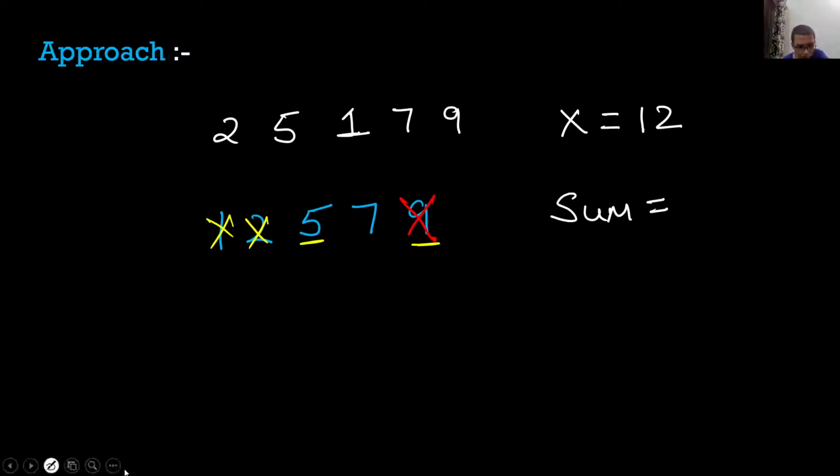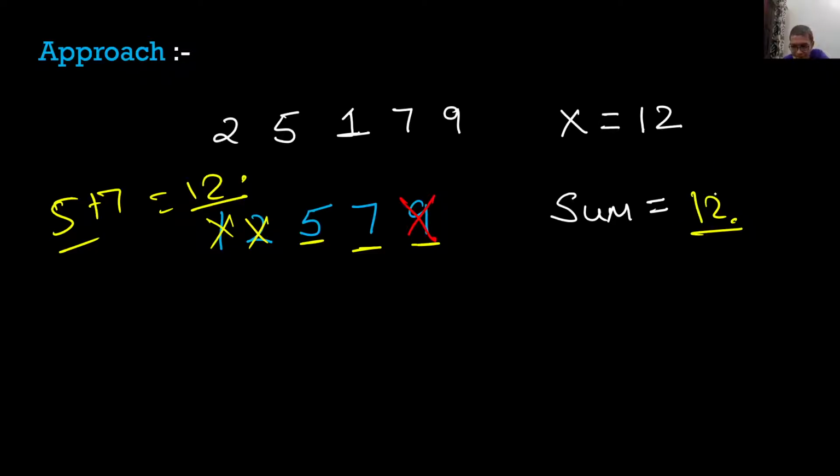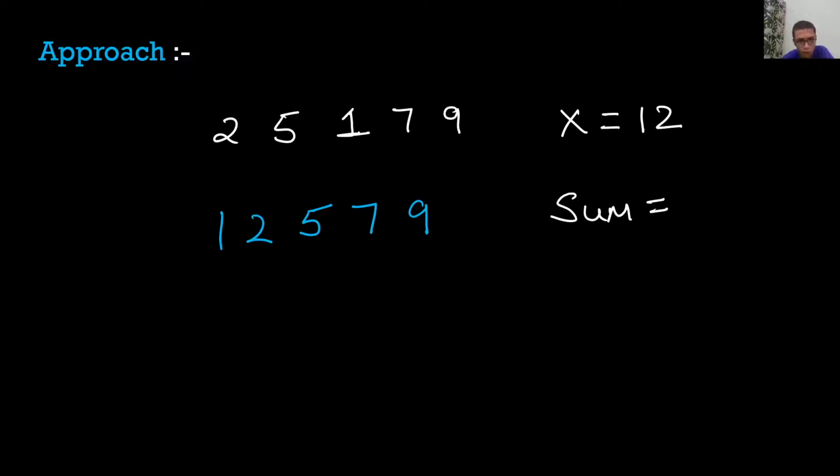So now I'm down to these two elements, 5 and 7. 5 plus 7 is 12. So now the sum is 12, which is exactly what we want. So we would print yes in this particular case. So this was the proof of why this method actually works.